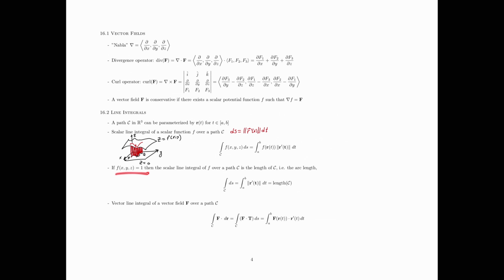If your function is just 1, so that means you're doing something that looks like this, that means what the result of this integral is numerically, it's going to represent the length of that path C.